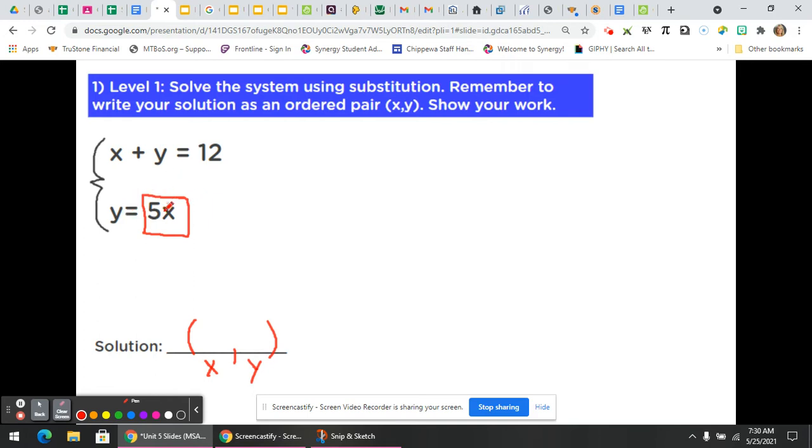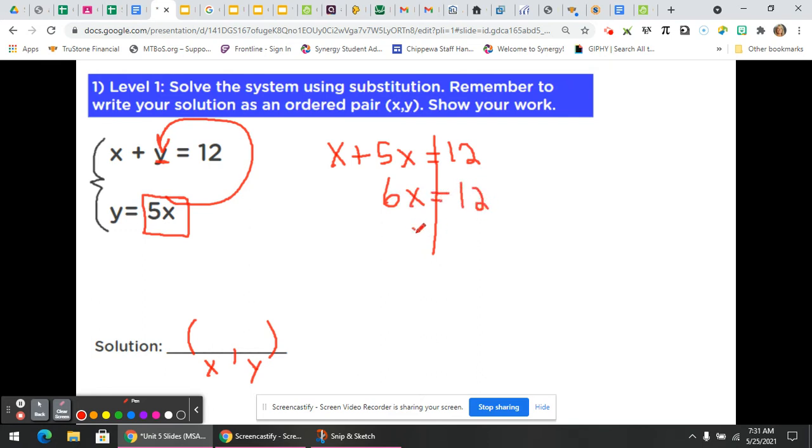So I'm going to take y equals 5x. So 5x is the same as y, and I'm going to substitute. I'm going to replace the y. So over here I've got x plus 5x, instead of the y, put a 5x here, equals 12. So I'm going to put my line in and solve. 1x plus 5x gives me 6x. So 6x equals 12. Divide by 6, divide by 6. x equals 2. So right away I get my first x equals 2, and I'm half done.